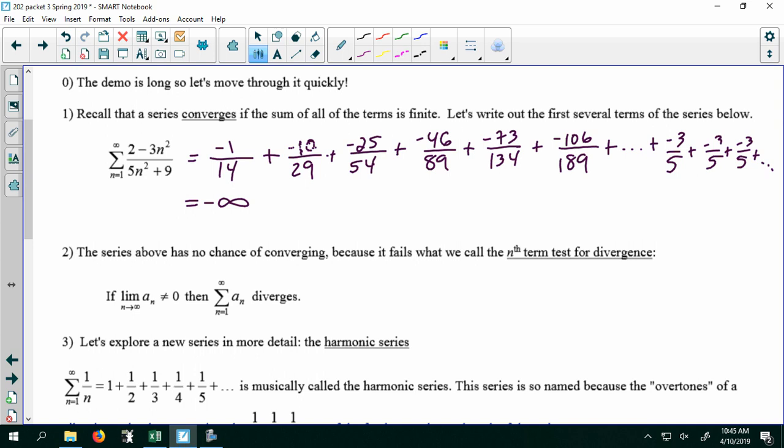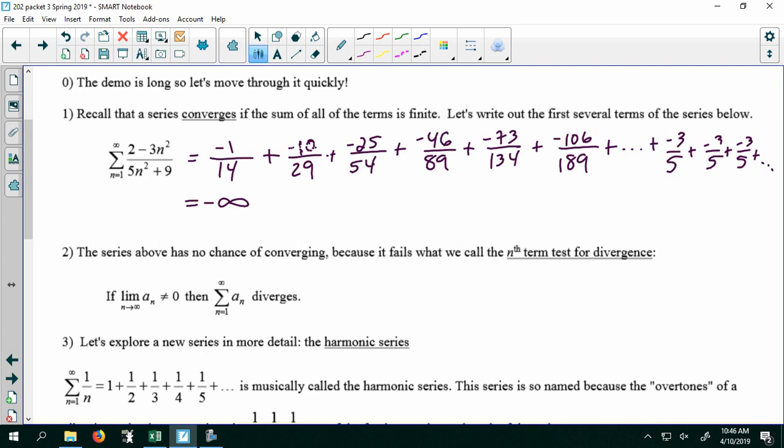It says that if the limit as n goes to infinity of the terms is not 0, then the sum has to diverge. The only way it could converge is if the things that you're adding each time are super, super small. Those things have to be approaching 0. That's not enough to conclude convergence, though. It's a necessary but not sufficient condition. The terms have to go to 0 for it to have a chance to converge. So these terms are not going to 0, so it fails the nth term test for divergence.